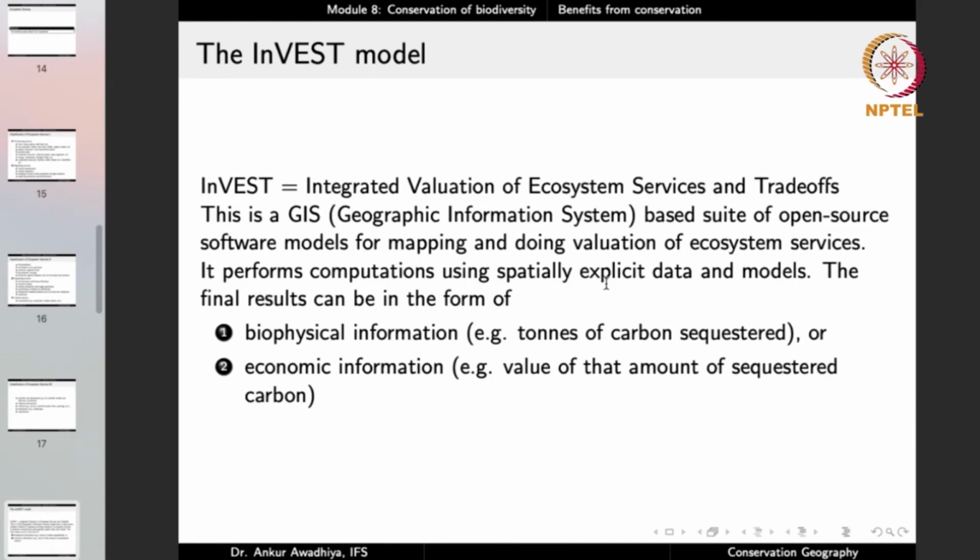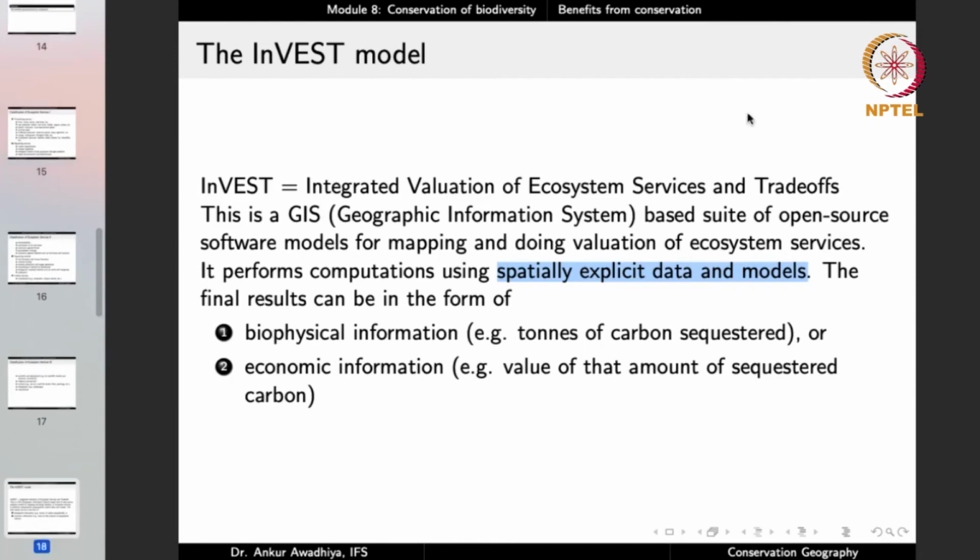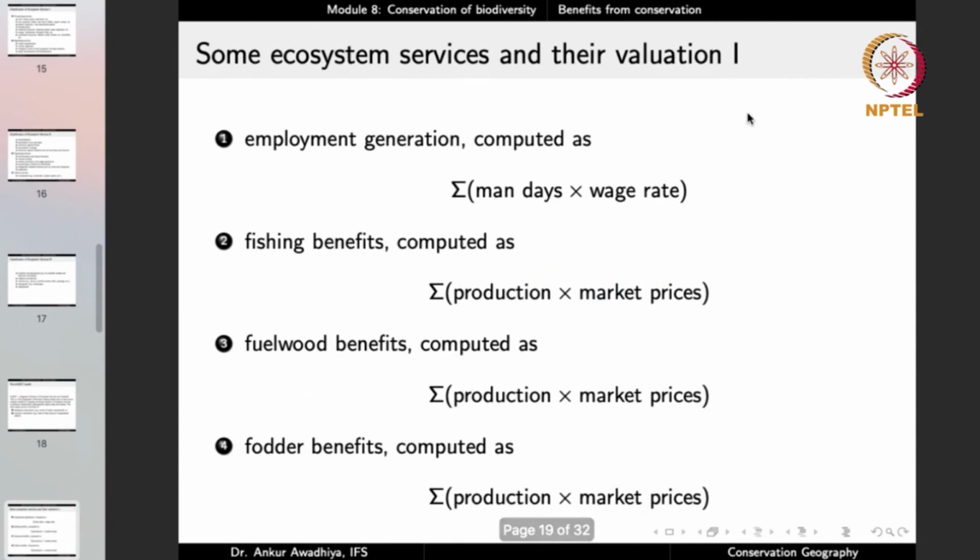It performs computations using spatially explicit data and models. Because this is GIS based, the data and the models are mostly spatially explicit. That is, they make use of positional information. And we can get final results in the form of biophysical information such as tons of carbon sequestered, or economic information such as the value of that amount of sequestered carbon. So with this background, let us now have a look at some ecosystem services and how we do their valuations. The first ecosystem service is employment generation.